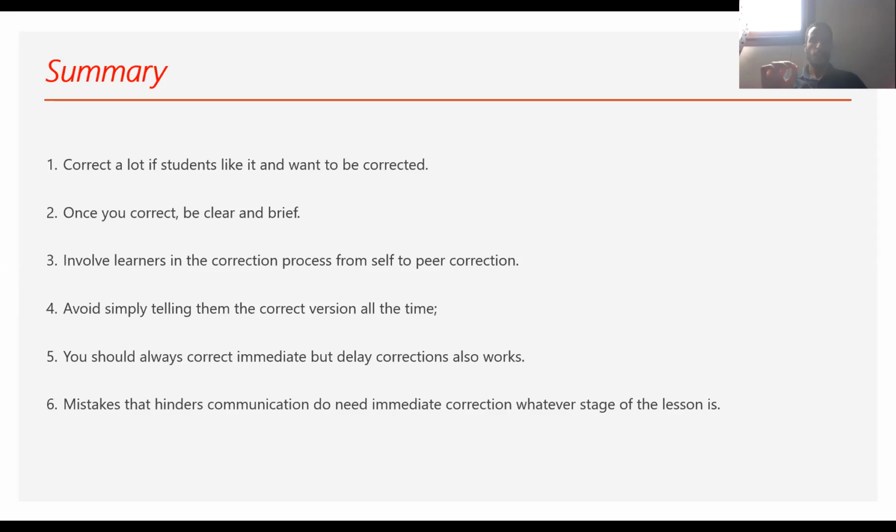Number five, you should always correct immediately, but delayed correction also works. You can correct immediately, but delaying the correction also works in some situations, especially once they are working in groups. You are monitoring, taking notes, and at the end you write everything on the board and discuss the mistakes with them, but don't tell them who made the mistake, you just write the mistakes.